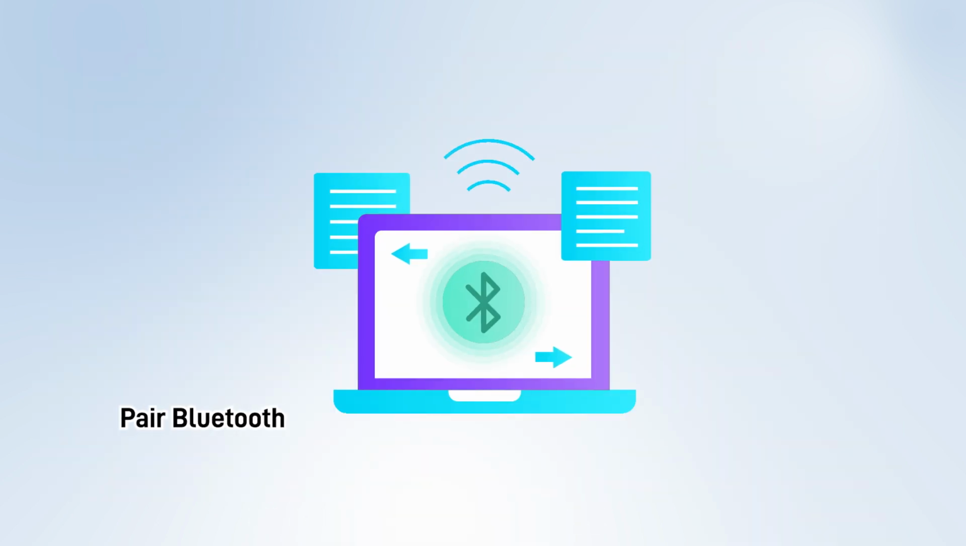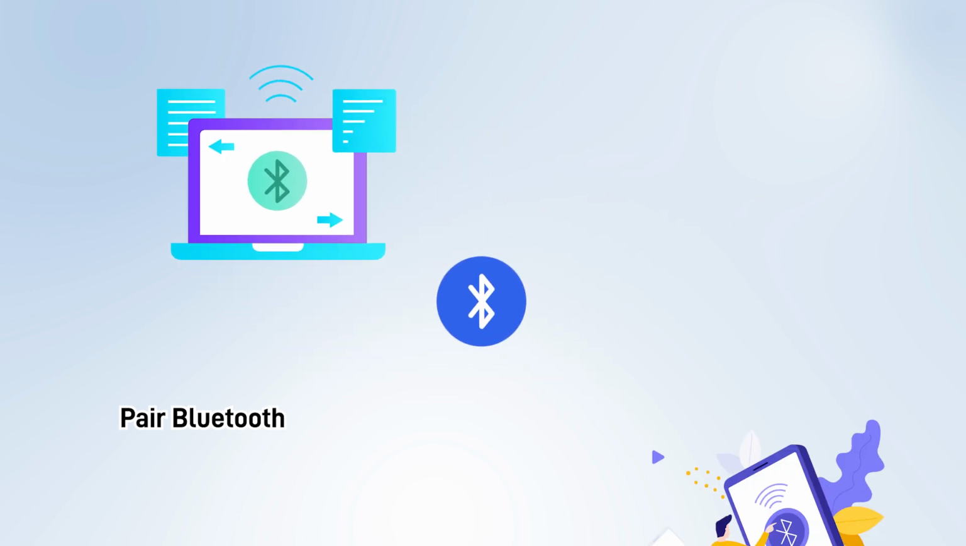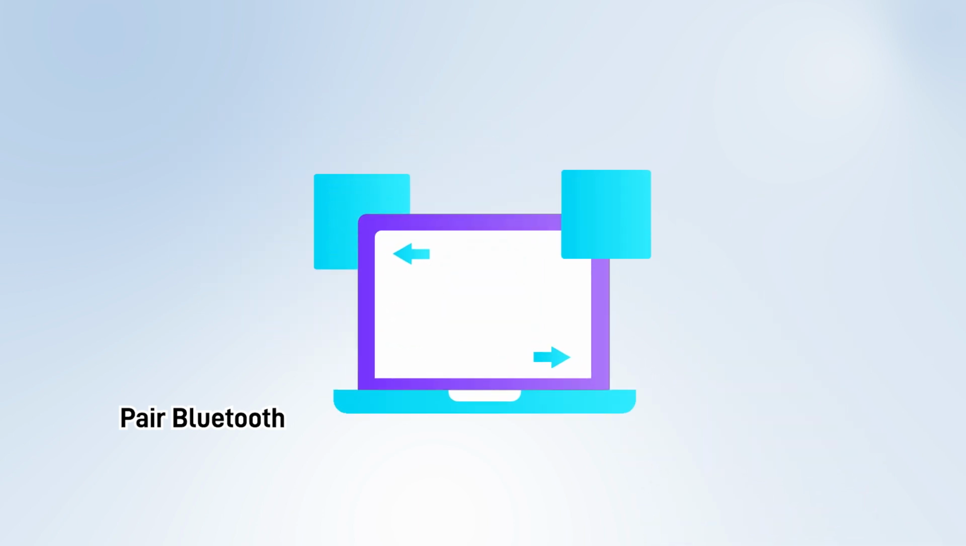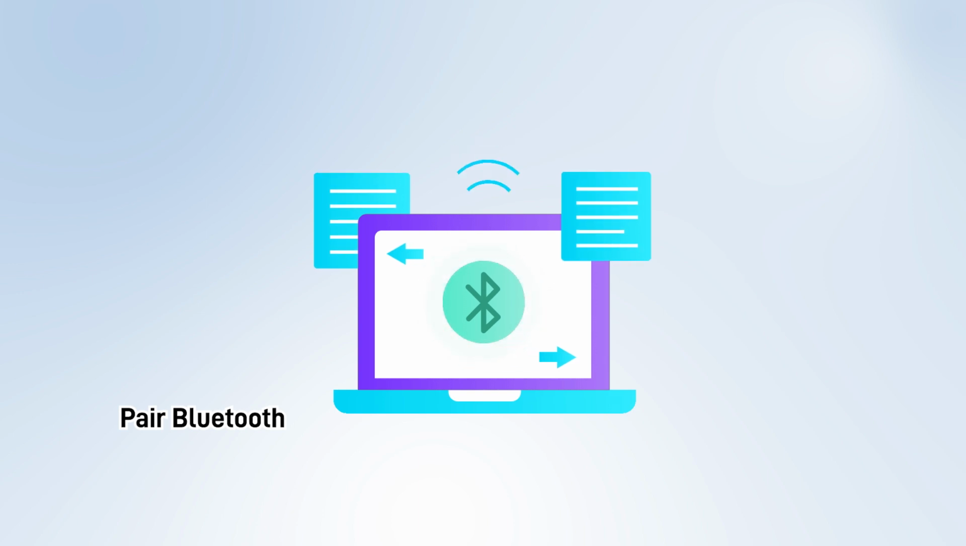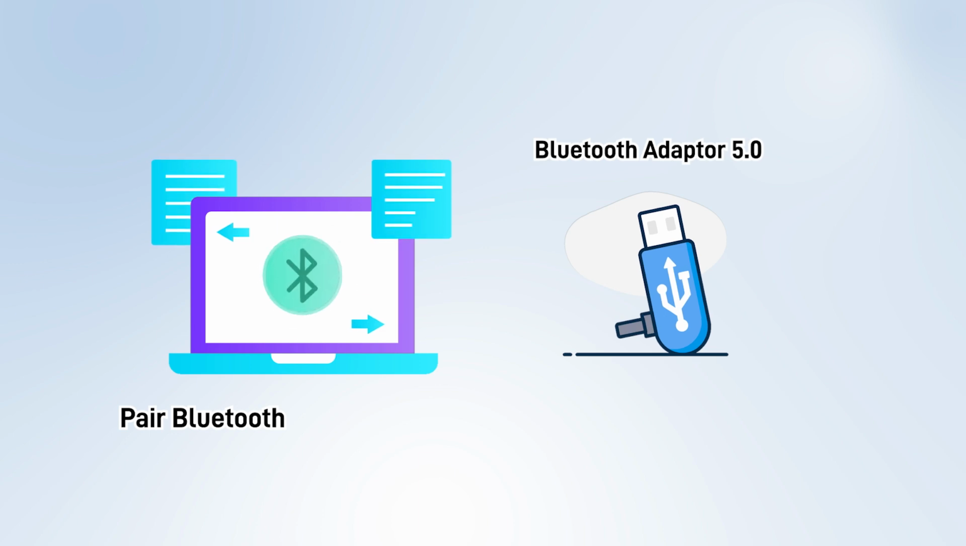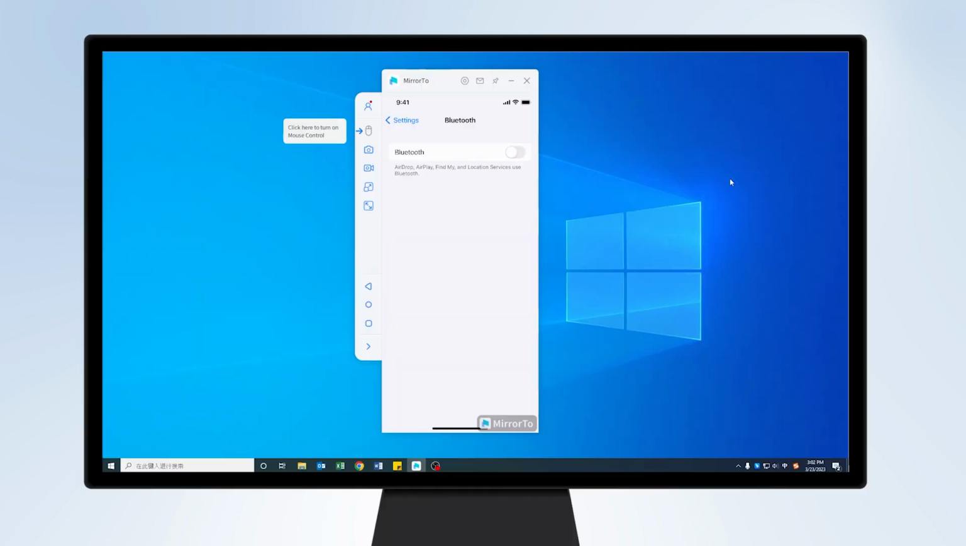Now we come to the last step. In order to control the iPhone screen on the PC, we need to connect the Bluetooth of the iPhone and PC. If your computer has built-in Bluetooth, just turn it on and connect it to your iPhone's Bluetooth. If your computer doesn't have Bluetooth, you need a Bluetooth 5.0 adapter. Plug the Bluetooth adapter 5.0 into your computer. Then follow the steps.